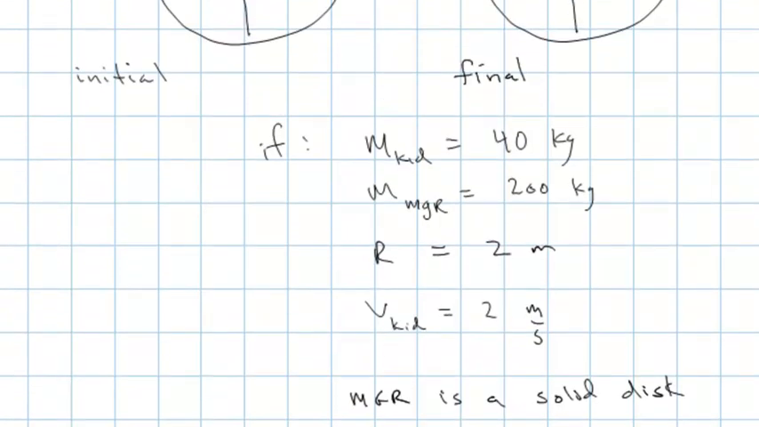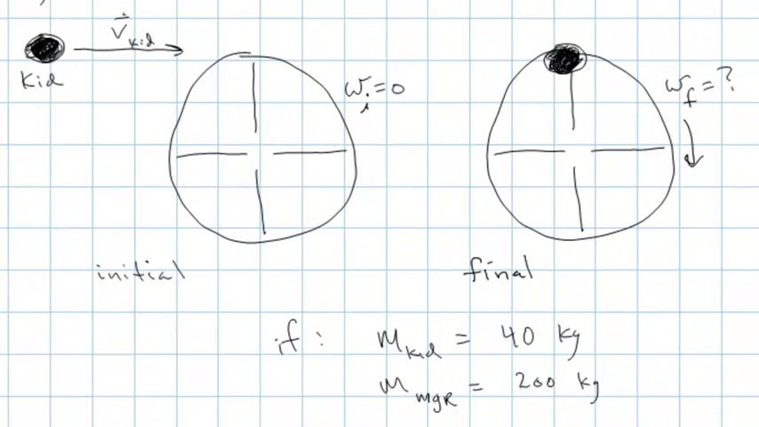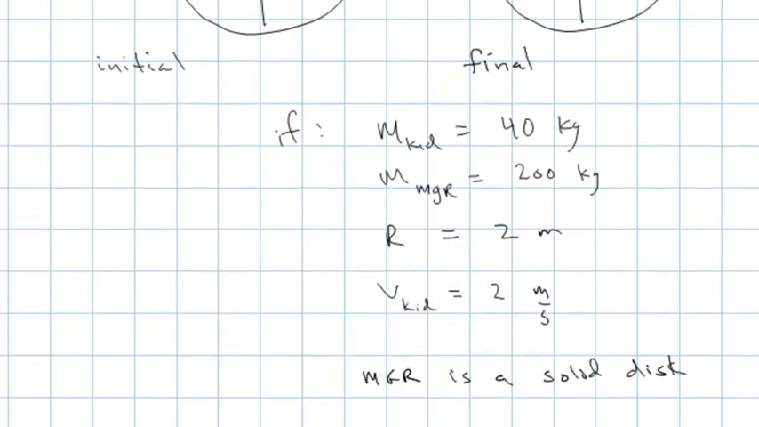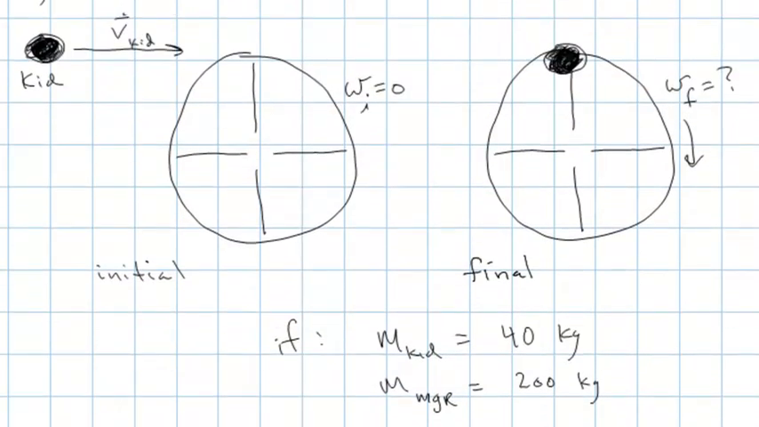Given this information, and the fact that the merry-go-round can be treated as a solid disk, let's see if we can find this answer using angular momentum conservation. So I guess I should make a point here. Both linear momentum and angular momentum could be used in the same problem.